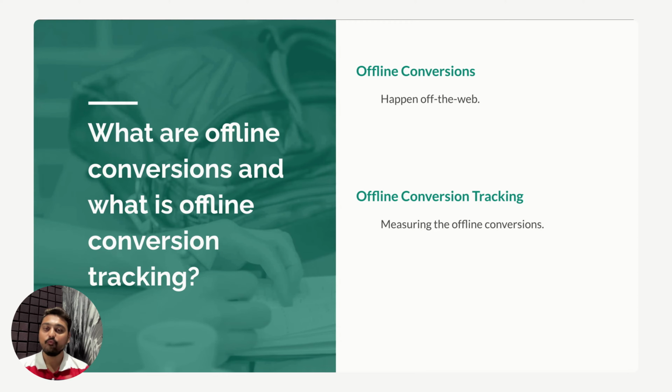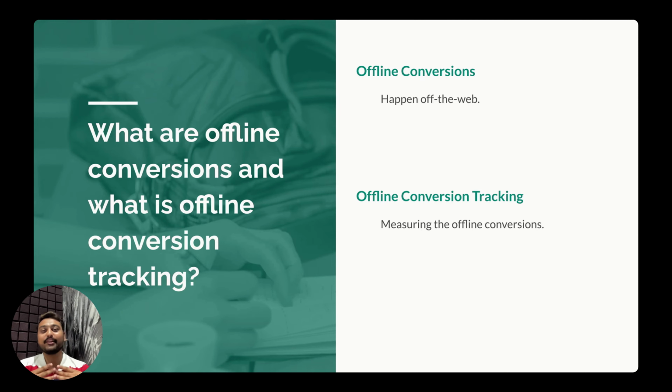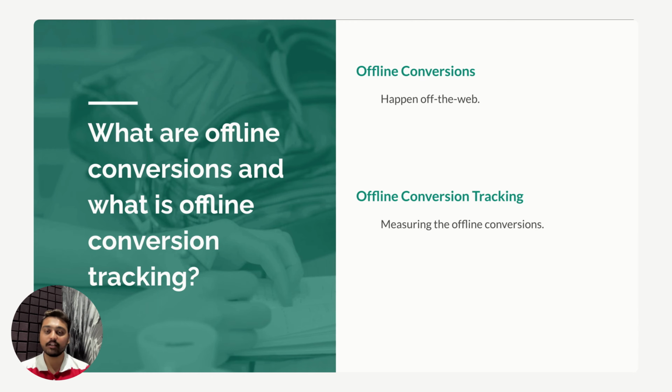First, what is an offline conversion? Any conversion or anything that happens off the web is called an offline conversion, because it is not happening in the online world. Now, what is offline conversion tracking? Measuring these offline conversions is offline conversion tracking. For example, let's say you have an e-commerce store. Not every customer will buy your goods online. You also have an offline store. The same person who purchases online might also purchase offline, or they might not purchase online at all, but they might be regular customers of your offline store, right?